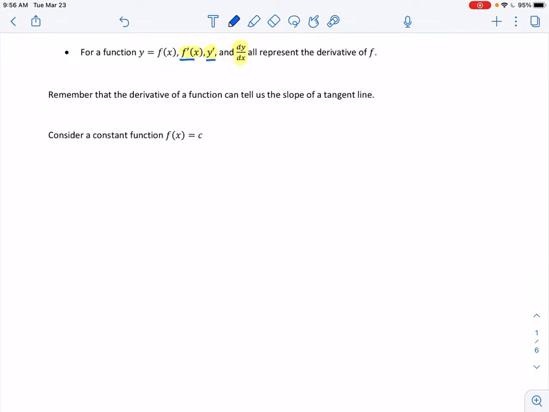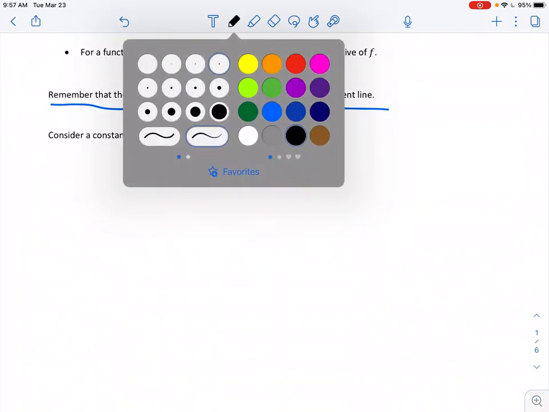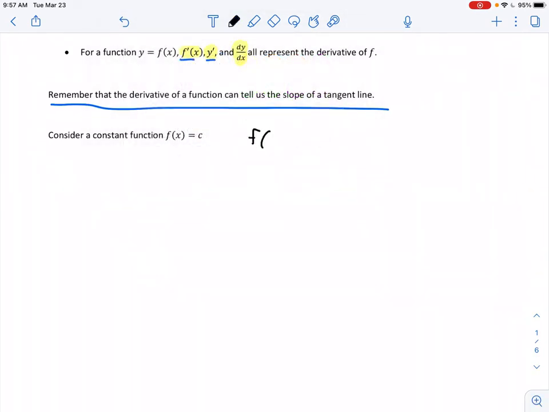So we're going to think about the most basic case of functions, start with the easiest possible scenario, but before we even do that, I want to just remember that the derivative of a function can tell us the slope of the tangent line, because this is how we're going to come up with our first shortcut here. So we're going to start with the most basic function here, which is a constant function. It says f of x equals c. And just so that we have a concrete example to work with, let's work with f of x equals 3.